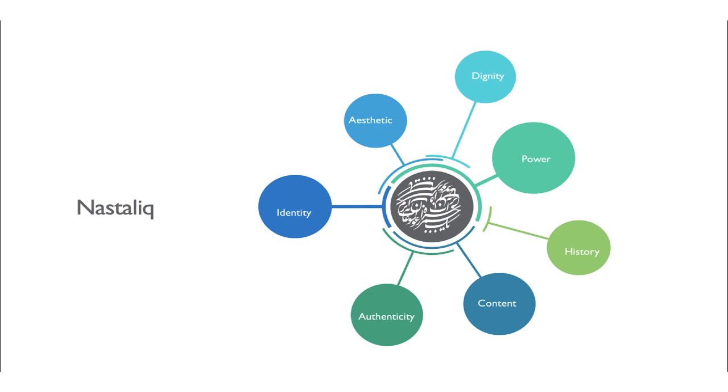Nastaliq expresses the identity of Iranian history and culture. Also, it has a spiritual validity and authenticity. Sometimes it adds meaning and emphasizes the importance of content. Nastaliq has a tremendous visual power that makes the text appear glorious and majestic.